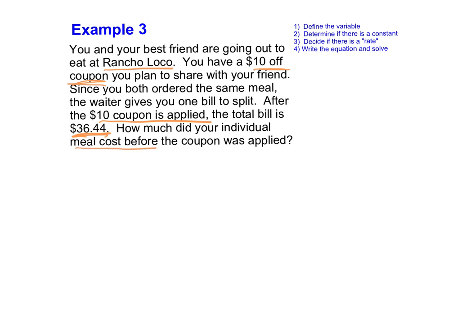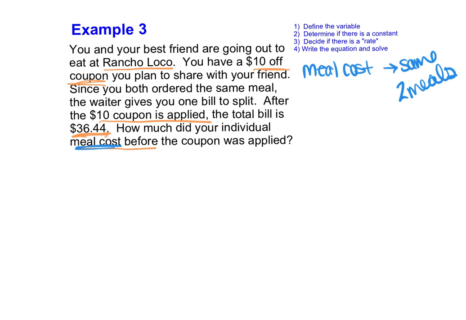So this one is a little bit more challenging because it's got a little bit more hidden in there based on how the vocab is written. So let's first start by defining our variable. What we're really looking for in this problem is how much did our meal cost? Now, there's a couple details that if you didn't read carefully might not be so obvious. The first thing is that you and your friend ordered the same meal. So there are two of this same meal. Okay, so they're going to cost the exact same, right? Because they are the same meal.